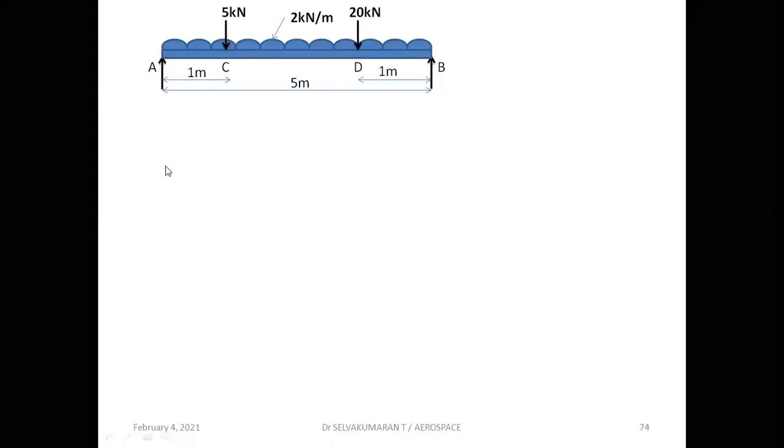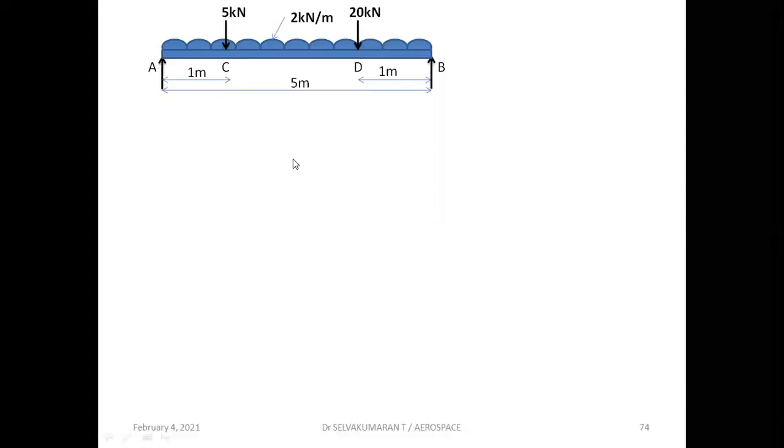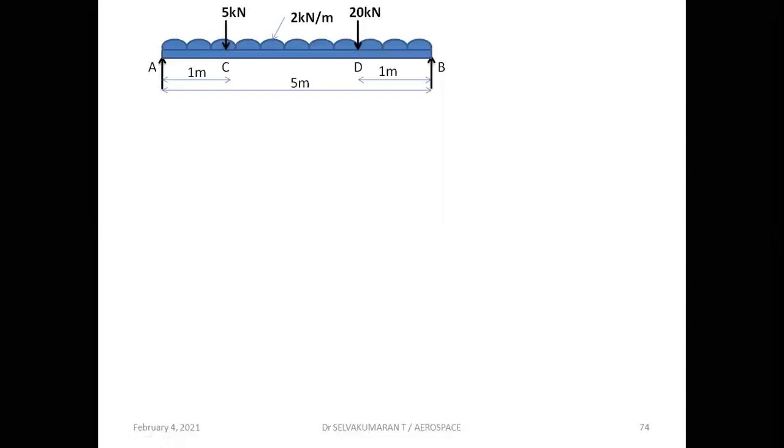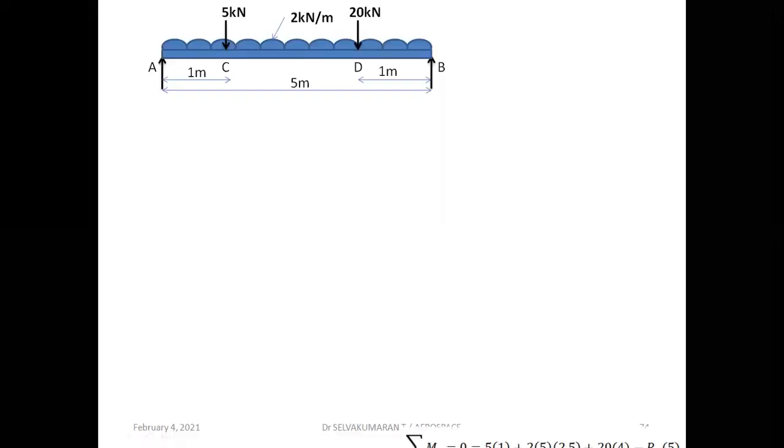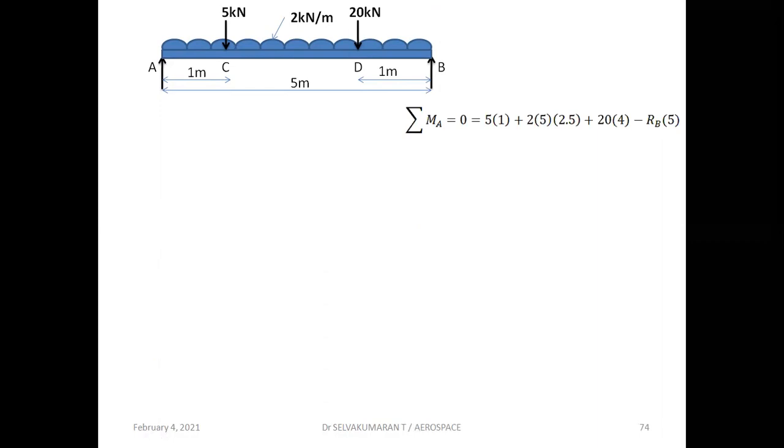Simply we can sum up all the external loads divided by 2, and you will get the support reactions. But here 5 kilonewton is acting at a distance of 1 meter from the left hand support, and 20 kilonewton is acting at a distance of 1 meter from the right hand support, and 2 kilonewton per meter UDL is uniformly distributed over the entire span of the beam. Then how to find out the support reactions?